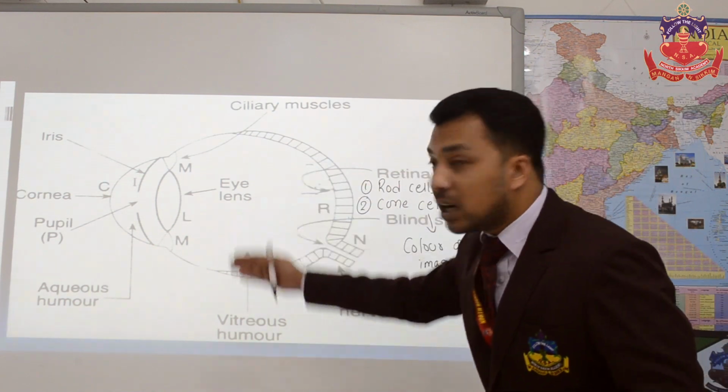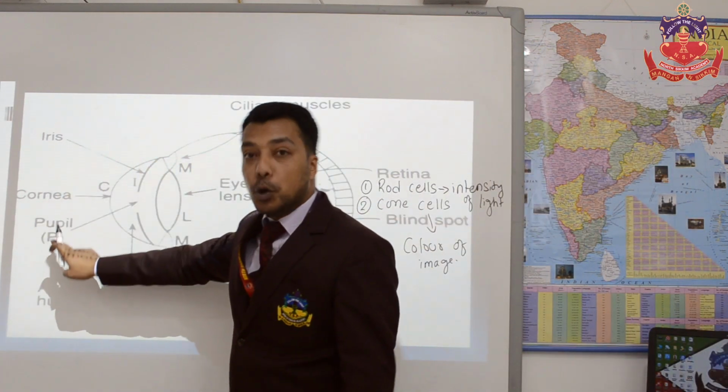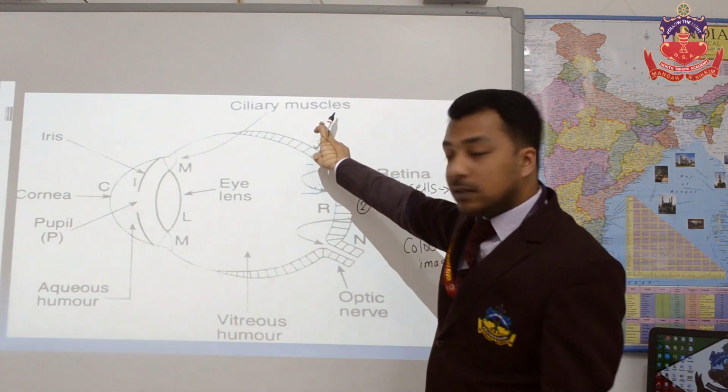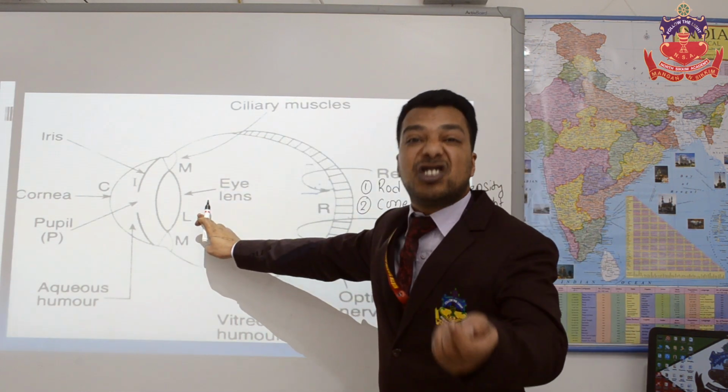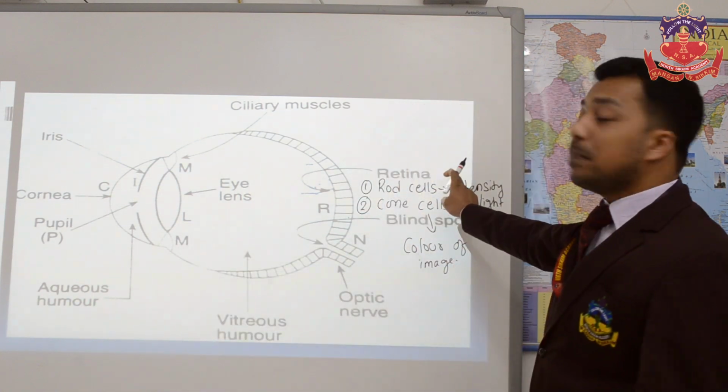So these are the functions of the main parts: the iris, pupil, ciliary muscles, human lens, which is your crystalline jelly-like structure, that is your convex lens, and the retina.